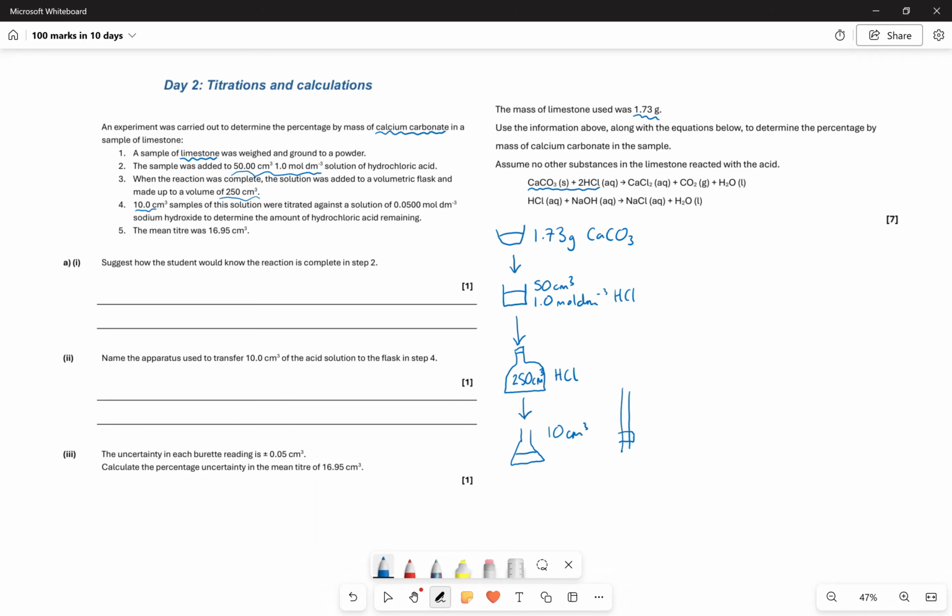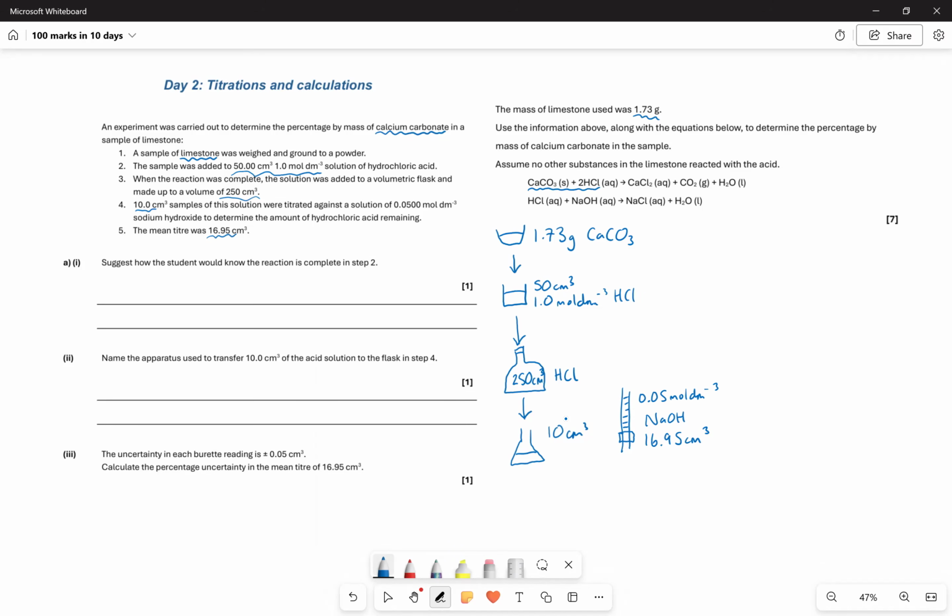So what is in the burette? The burette is 0.05 mol per dm³ sodium hydroxide. And the last number that we need is the titre, so that's the volume of sodium hydroxide out of the burette, 16.95 cm³.